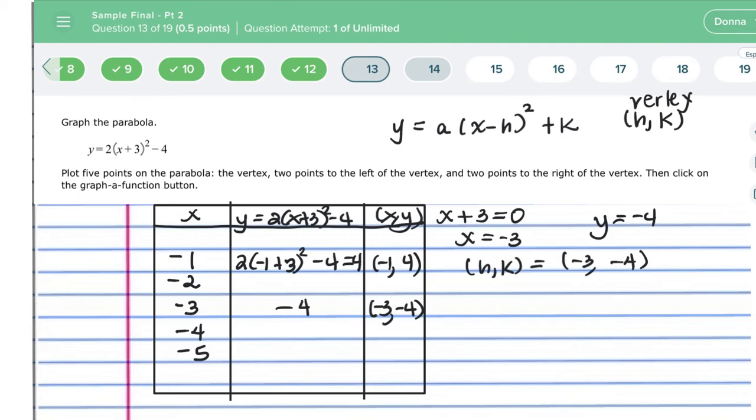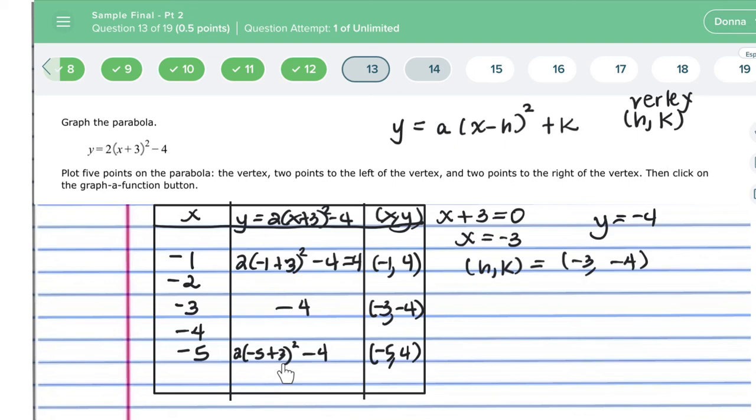And because of symmetry, when I substitute in negative 5, I should also get a positive 4. So let's see if that works out. That way, the y value is 4 and 4 for those values that are 2 away from the x value of negative 3, or the x value of our vertex. So let's plug in negative 5. So we have 2 times negative 5 plus 3 quantity squared minus 4. And sure enough, that's what we get.